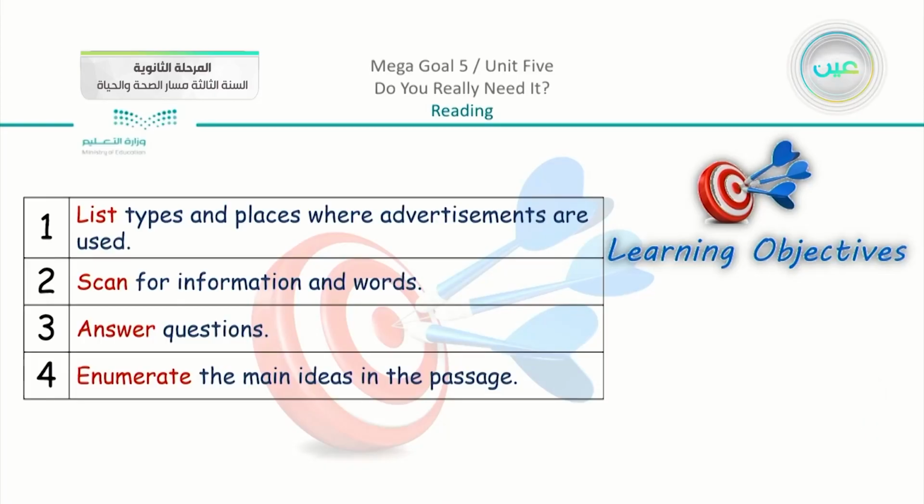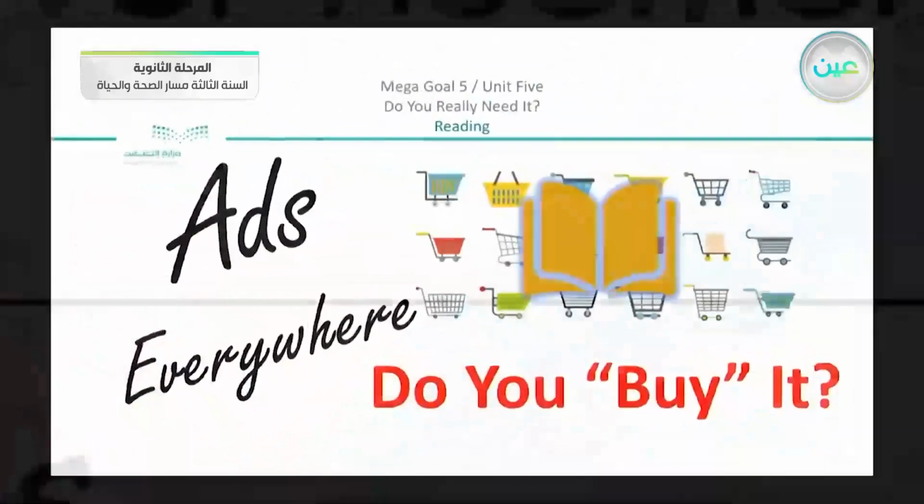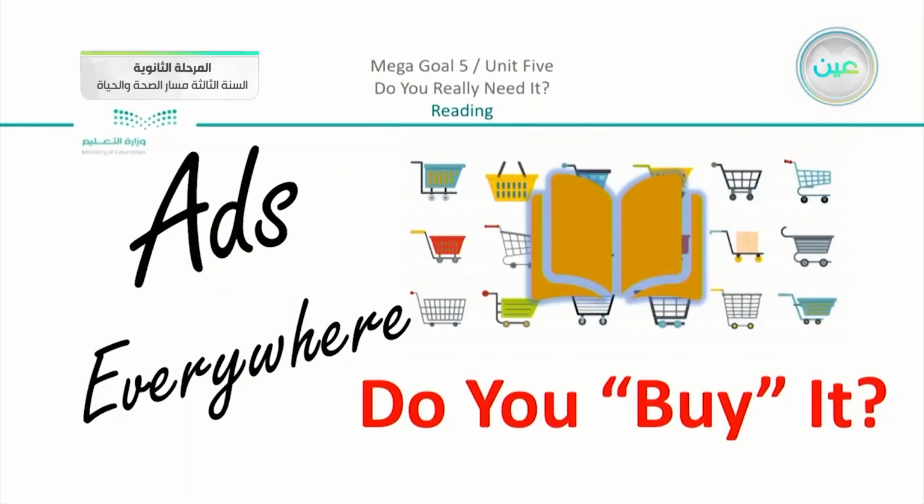Now, moving on, we have here our objectives. The first objective: to list types and places where advertisements are used. Number 2, to scan for information and words. Number 3, to answer questions. And number 4, to enumerate the main ideas in the passage. So we are going to move on with our lesson here. We have here ads everywhere. Do you buy it?